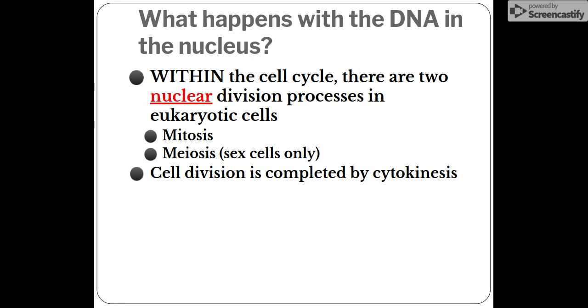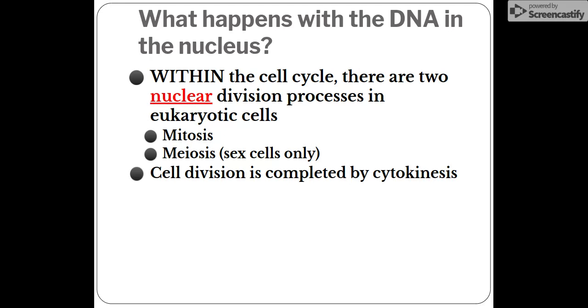Okay. So within this cell cycle, we've got two nuclear division processes in eukaryotic cells. Okay, so we've got two main mechanisms of how cells are going to divide. We've got mitosis, which is going to happen with all of our somatic cells. Somatic cells are just your typical body cells. Most of our cells are somatic cells and they will undergo mitosis.